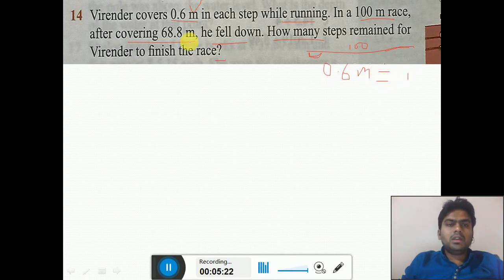Now he has already covered 68.8 meters of distance. Now we have to find how many steps remain for Virender to finish the race. So to finish the race, how much distance is left to cover? Distance to cover is equal to 100 minus 68.8. So we will subtract this.